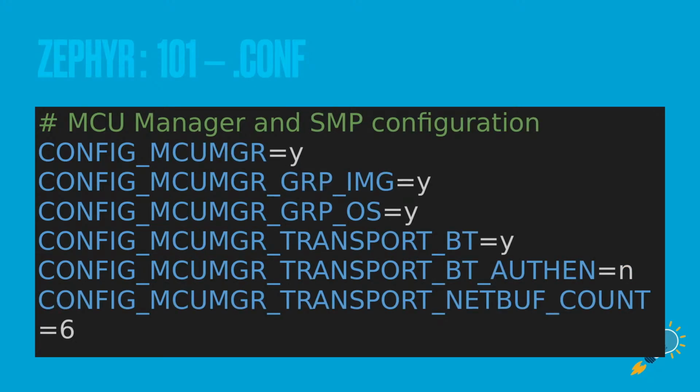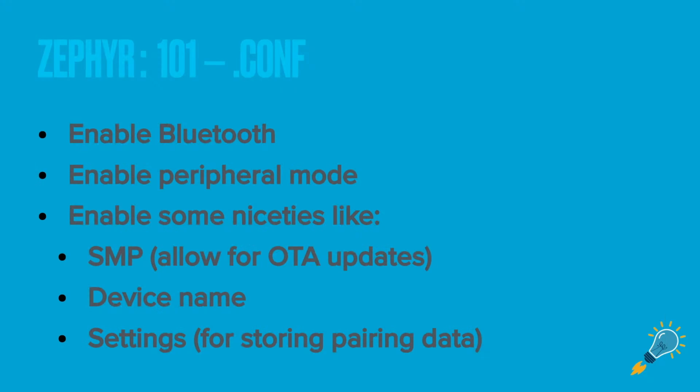I'm going to gloss over these, but some of this is just configuration for SMP. I believe it was an older version of the SDK. Some of this might already be enabled by default when you enable SMP from the Bluetooth end, so I just kept that in there. You can check out the configuration file in the link below if you want to really dive into it. But the main idea is that we're enabling Bluetooth, we're enabling peripheral mode, and we're enabling some of the added niceties, allowing for OTA updates and a device name.